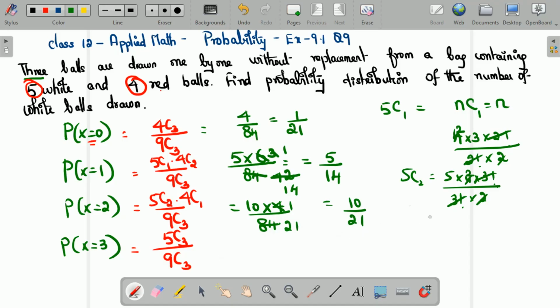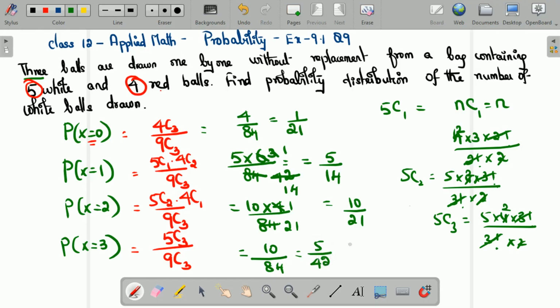Now let's take up the last one. 5C3 is going to be 5 into 4 into 3 factorial divided by 3 factorial into 2. 3 factorial and 3 factorial you cancel out. So this is going to be equal to 10. So this is nothing but 10 by 84. Now I can simplify in two tables. This will become 5 divided by 42. Further simplification is not possible, so I'm leaving the answer as such.